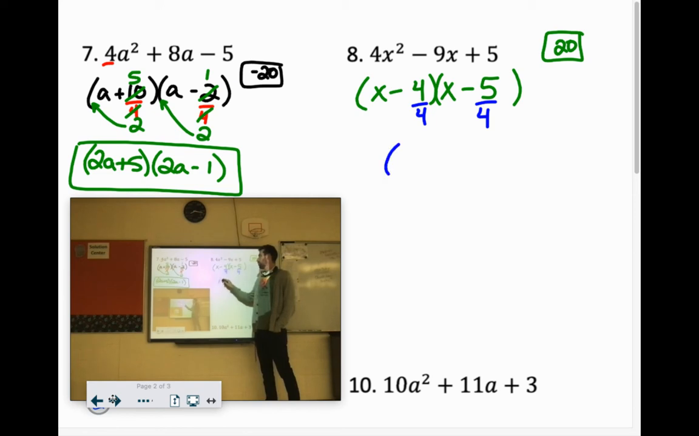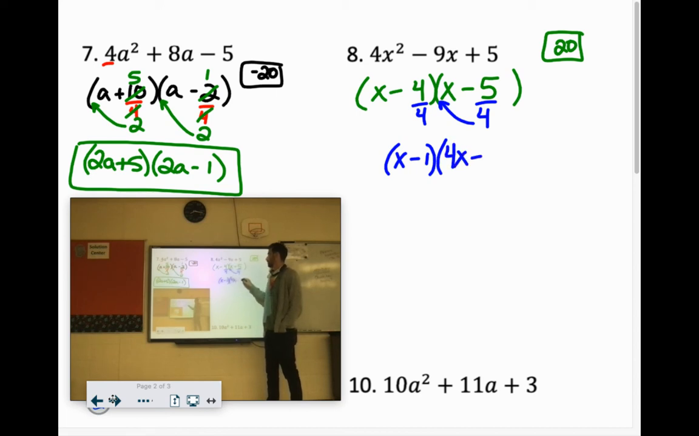4 divided by 4 is 1, x minus 1. 5 divided by 4 you can't do, so you just kick 4 to the front. 4x minus 5.